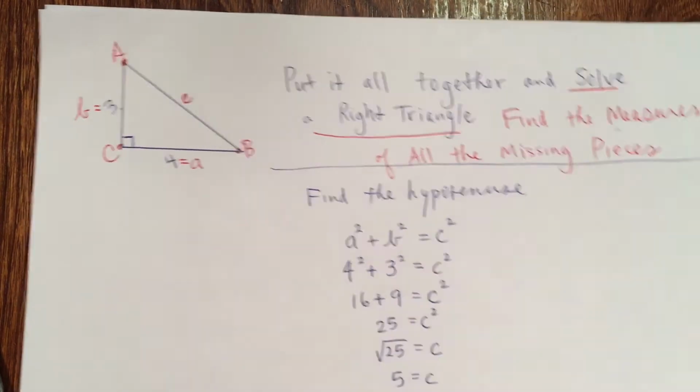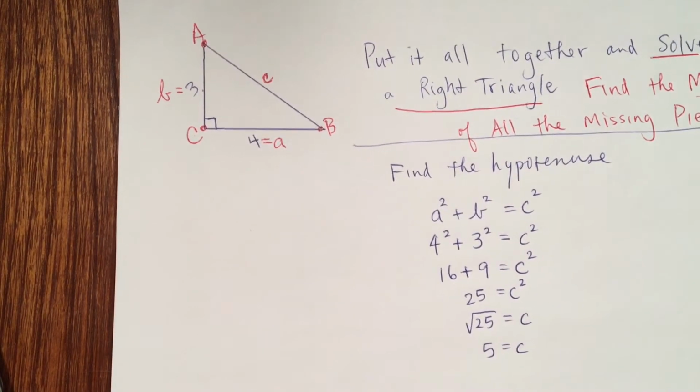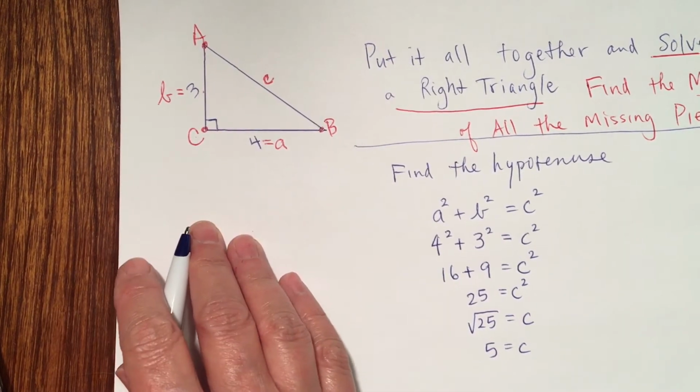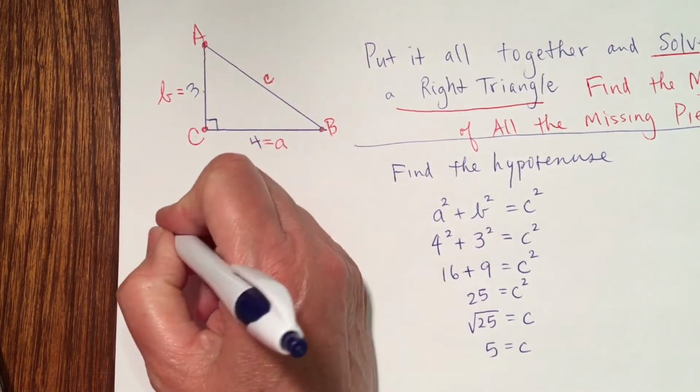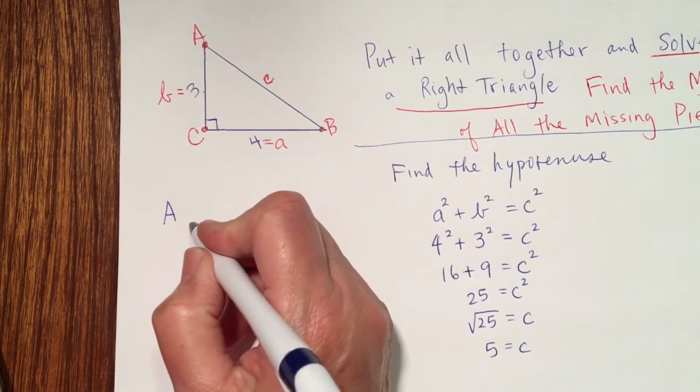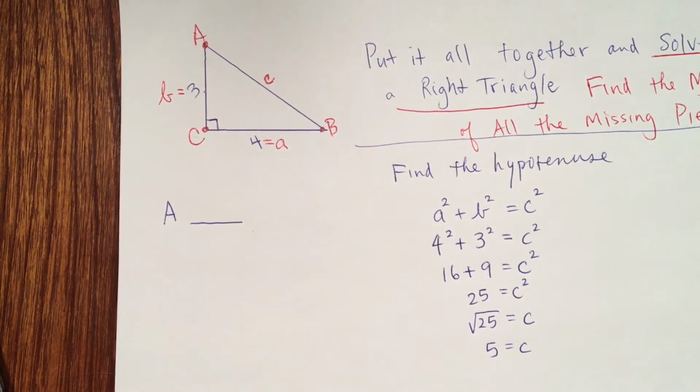Something I like to do if I'm solving a triangle is to show my work. I'm going to come over here and write the 6 parts. There's 6 parts here. You have 3 angles and you have 3 sides. Capital A is angle A. I'm going to put a blank.